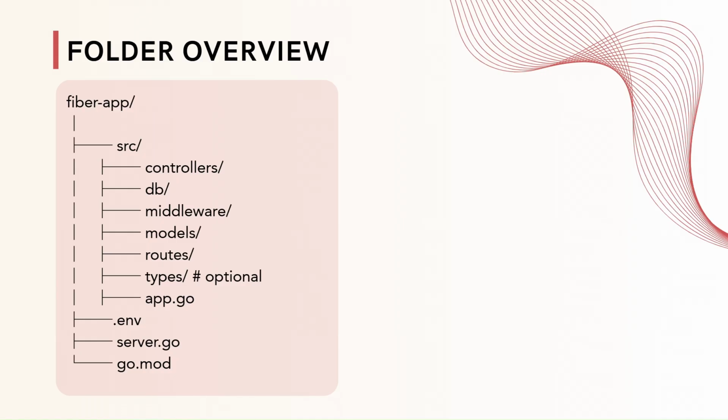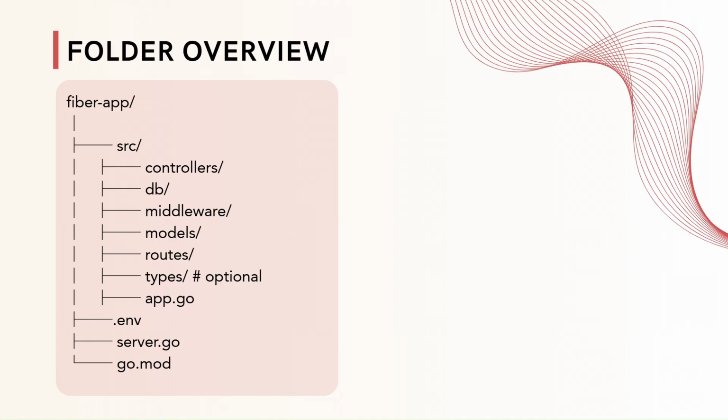Types. This one is optional. This one's for the custom types or interfaces that we will use. Super useful for keeping your codebase clean, adding type safety, and making it consistent throughout. And then the last file that we have inside this folder is app.go. This is where the Fiber app is initialized. Middleware and routes are registered right over here.